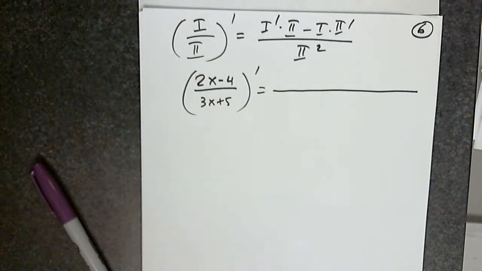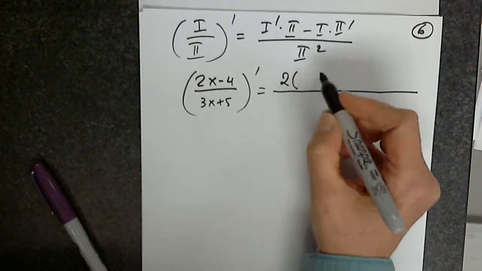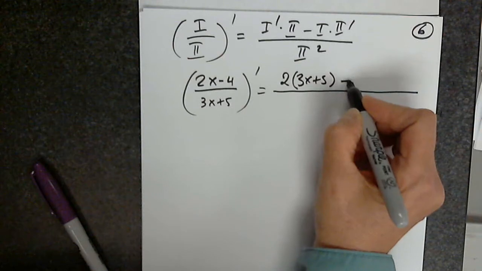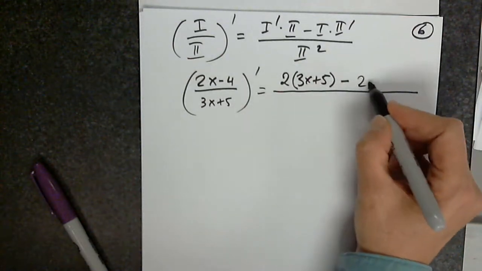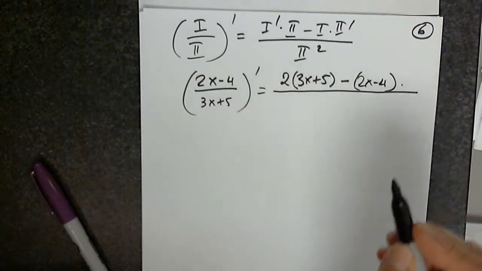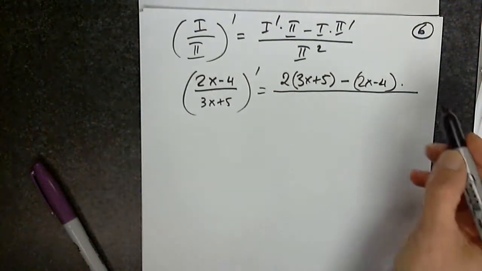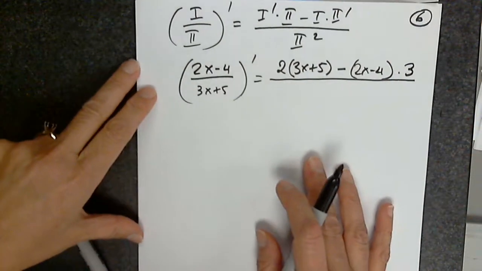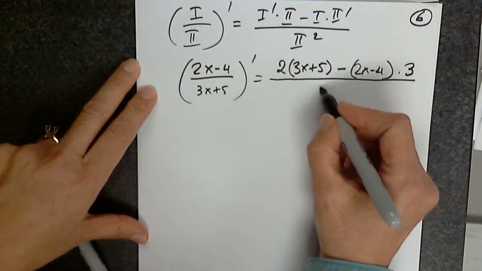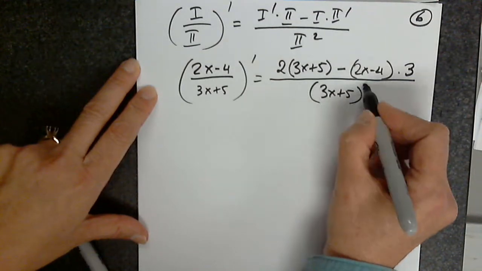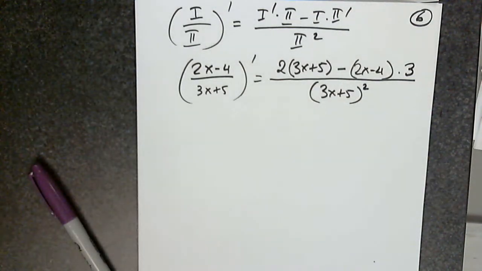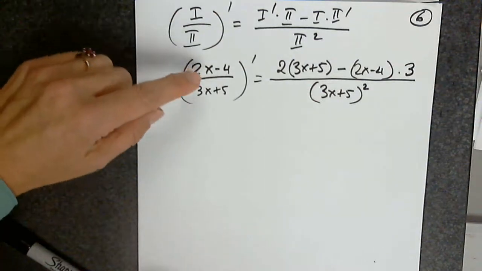Top prime, 2. Multiply by the denominator, 3x plus 5, minus the top, multiply by the denominator prime. Very good. Over 3x plus 5, everything squared. Do we understand this? Let's do it one more time.